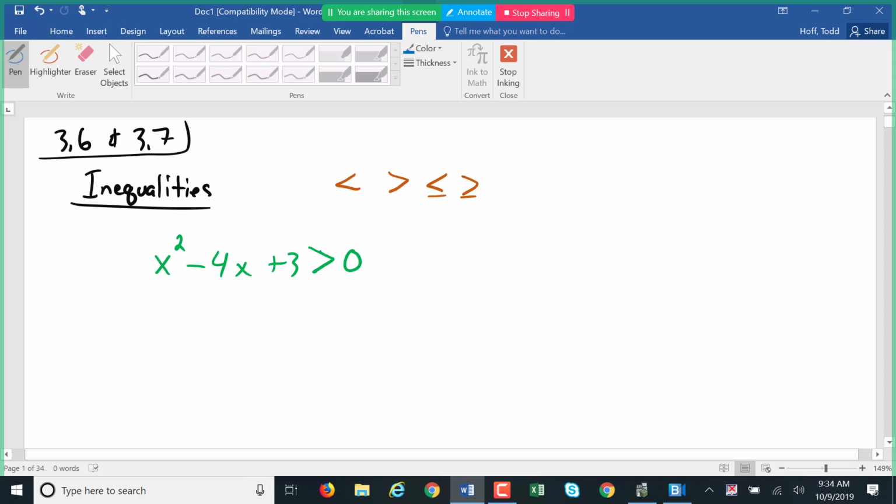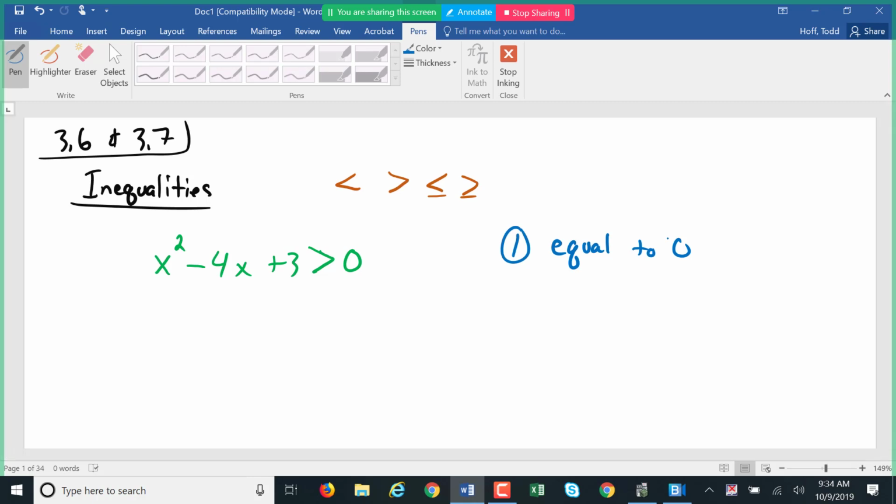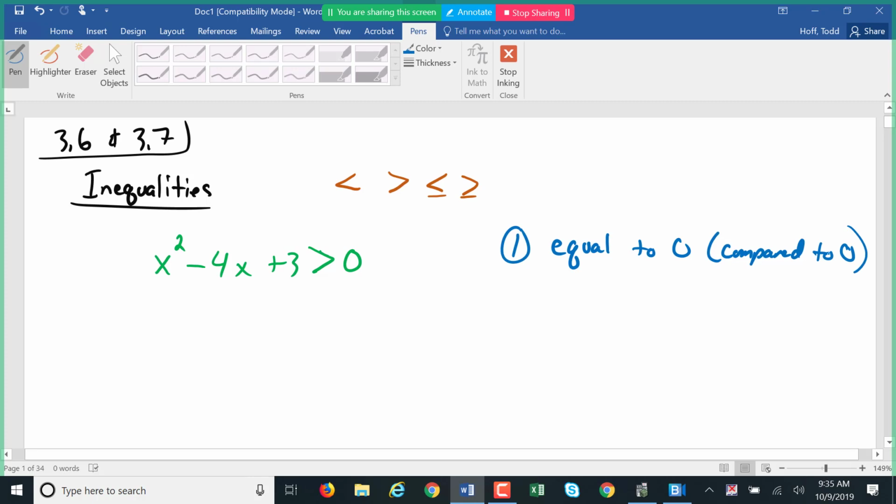To solve it, the first thing we want to do, and this one already has it done, is to set it equal to 0. Well, this is not necessarily equal to 0, but it's being compared to 0. So it's not equal, but it's greater than 0. The reason for that is that it allows us then to use our 2-dimensional graph, and the x-axis is going to be where the value is 0.